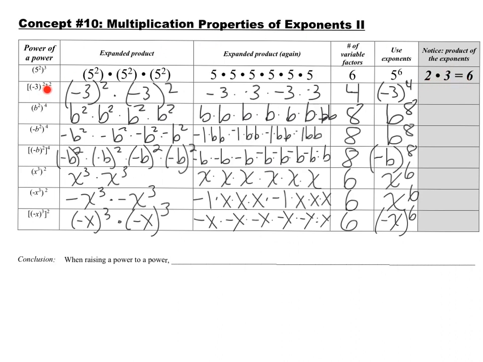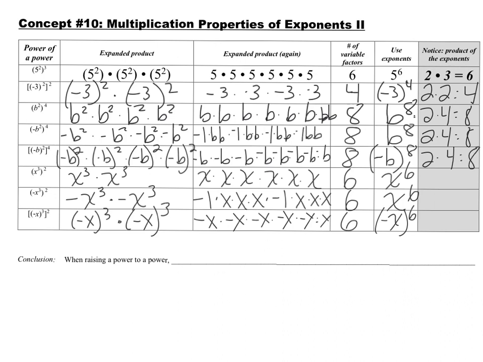Here, I have 2 and 2. I ended up with -3 to the 4th. Well, isn't 2 times 2 4? So what we're doing, let's go through and just multiply the exponents. 2 times 2 equals 4. Now the exponent in the next one, b to the second, b to the fourth, well, 2 times 4, that's 8. And isn't that the exponent that we got right there? And same with the next two. Your exponents are both 2 times 4, which is 8.